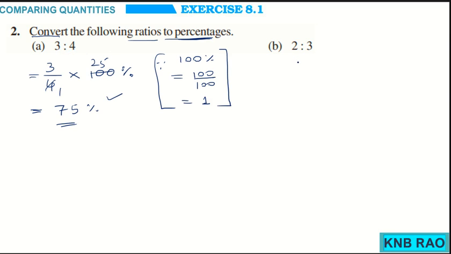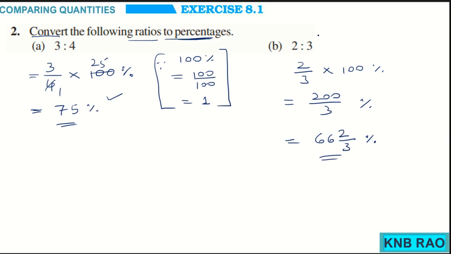So 75 percentage is the percentage conversion for the given ratio 3:4. Similarly, in sub question B, 2 by 3 multiplied by 100 percentage symbol gives 200 upon 3 percentage. On simplification, we can write this mixed fraction as 66 integer 2 upon 3 percentage symbol, which is the conversion for the ratio 2:3.